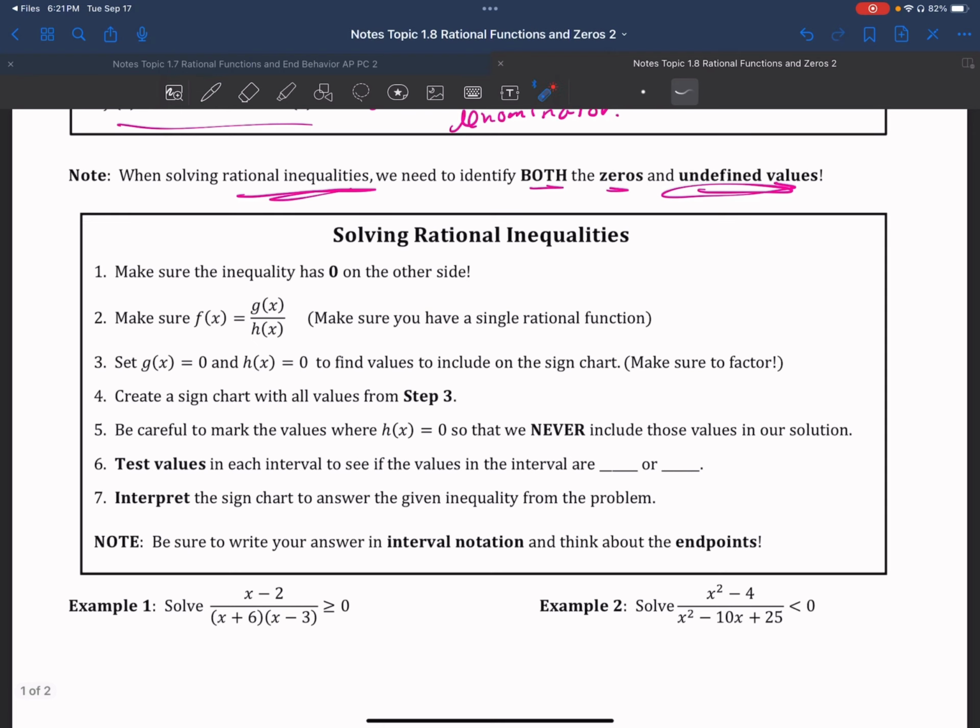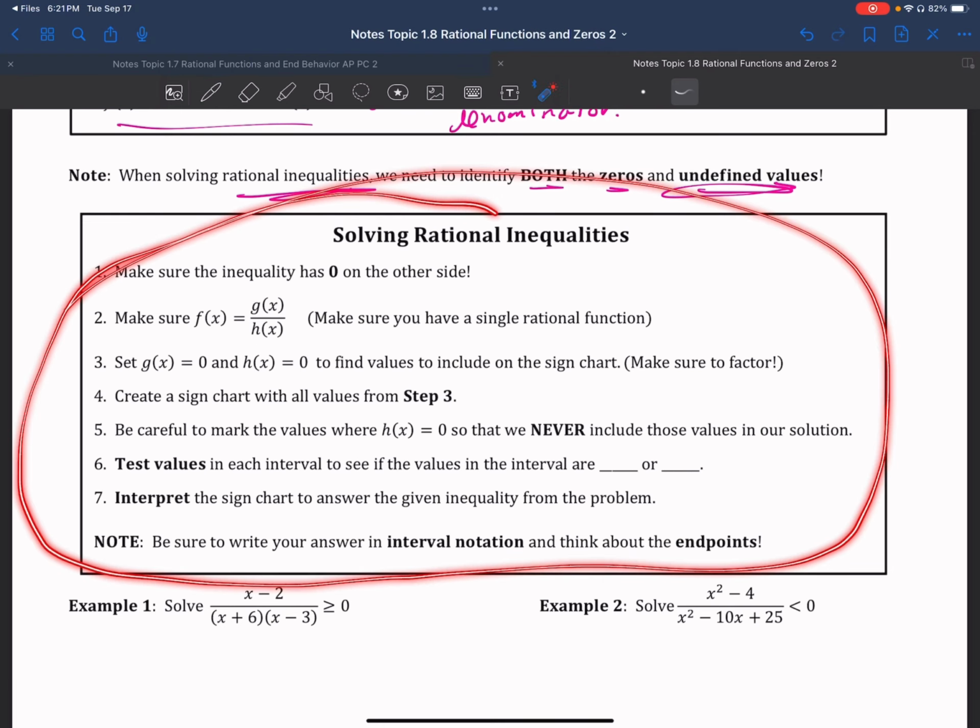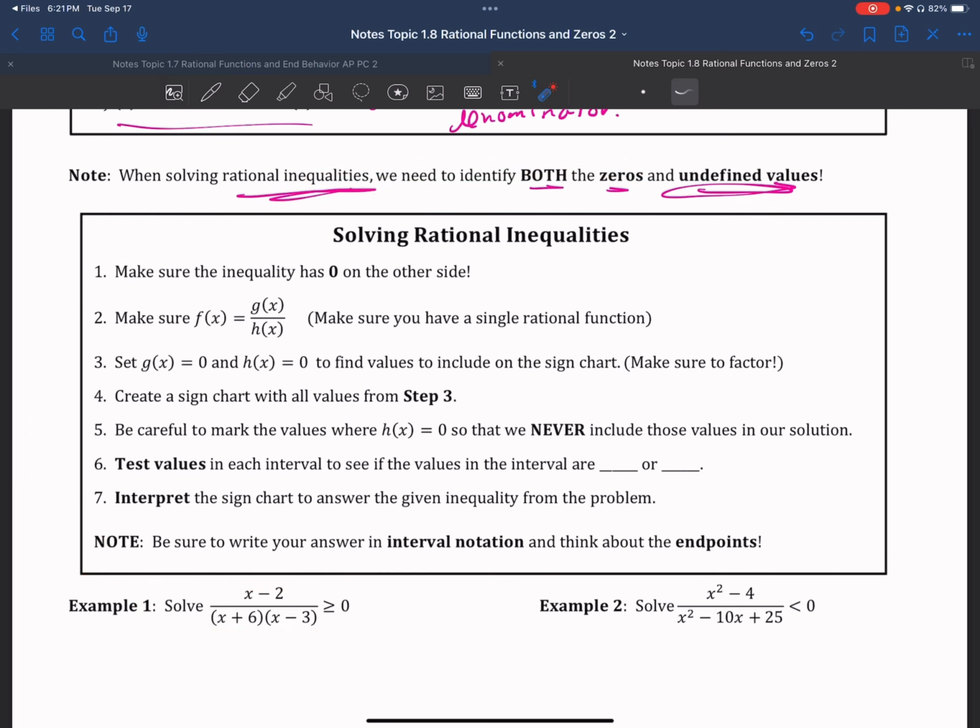Some of these steps might look familiar to y'all because we did a few of them exactly the same when we were doing the inequalities for polynomials. Step number 1 says make sure you have the inequality that has 0 on the other side. So that one is the same. Always look for 0 either on the left or the right side, it doesn't matter. Step number 2 says make sure that f of x equals g of x over h of x. So we're basically looking for a single fraction. If you have multiple fractions, you might be able to combine them into a single one and then use the steps. But for today, everything will be given to you as a single fraction, but just keep that in mind for the future.